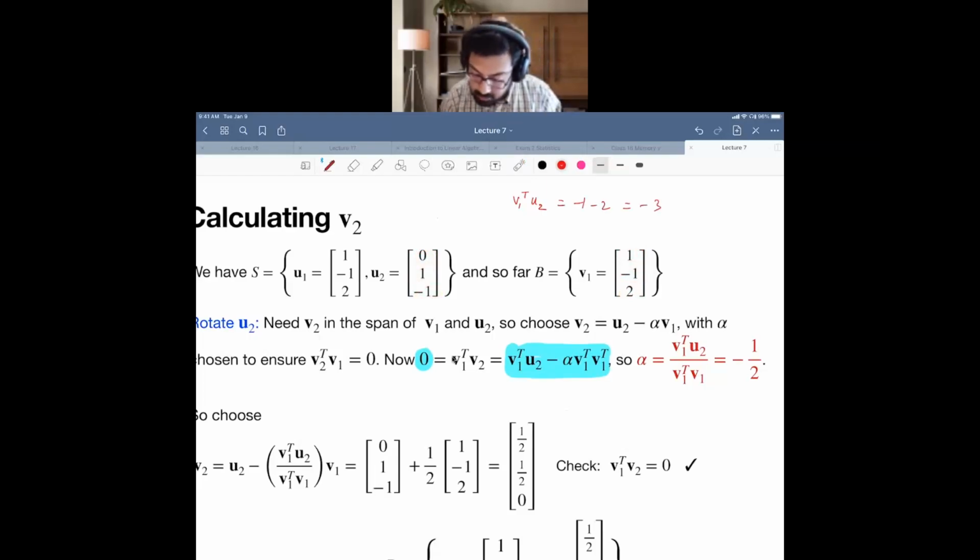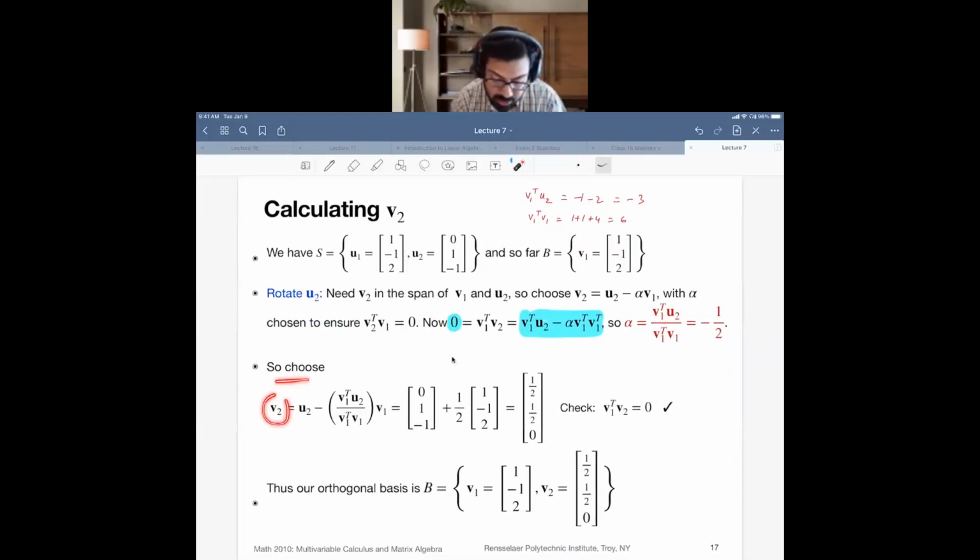Right. And then you have in the denominator v1 transpose v1. So what is v1 transpose v1? This is essentially 1 plus 1 plus 4, right? V1 transpose v1 equals 1 plus 1 plus 4 giving you 6. So you got negative 3 divided by 6 giving you negative half. So we are going to choose v2, some rotated version of u2, as u2 minus alpha times v1.